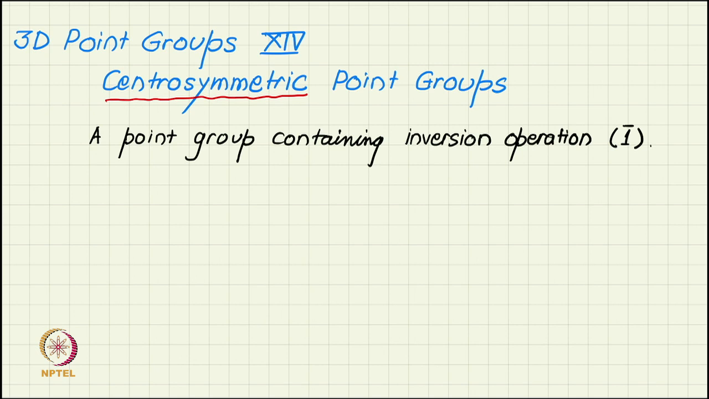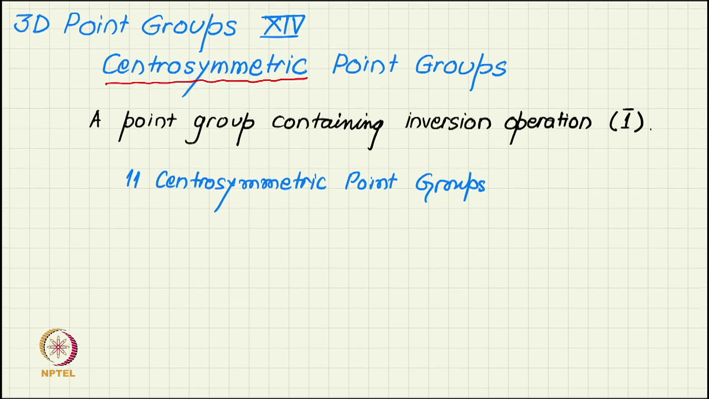There are 11 such out of the 32 point groups. 11 point groups have this inversion operation, and we call them the 11 centrosymmetric point groups. We have actually already developed all the 32 point groups and their stereographic projections. So, we have already discussed these 11 centrosymmetric point groups also, but we were not identifying them as centrosymmetric at that point. So, we will now do that.